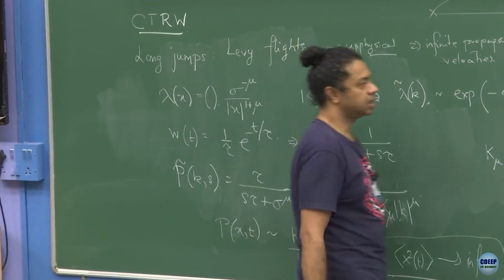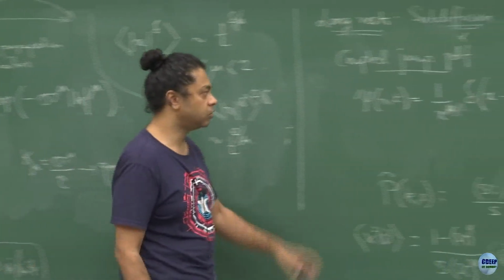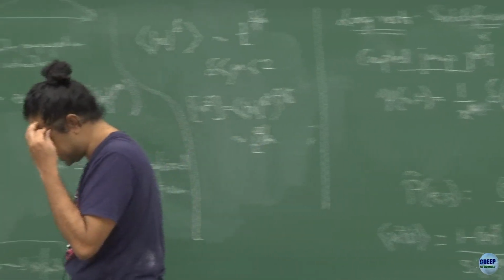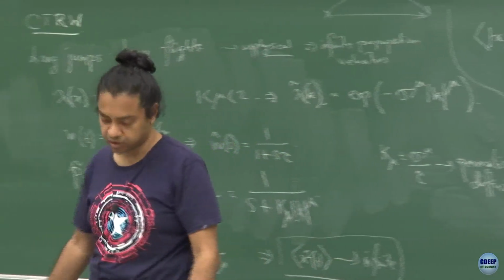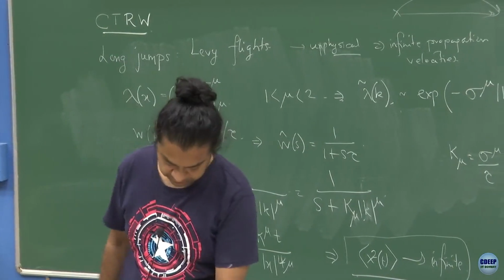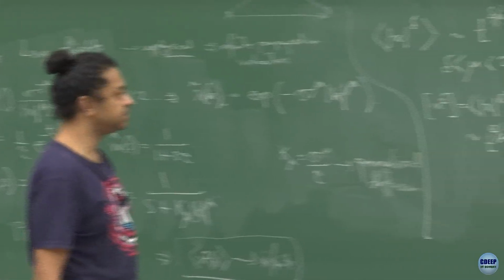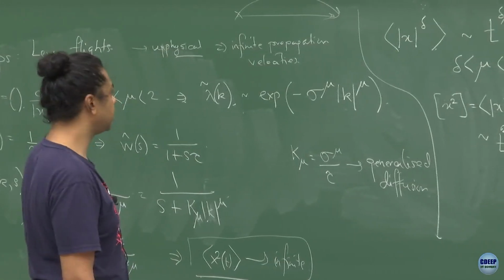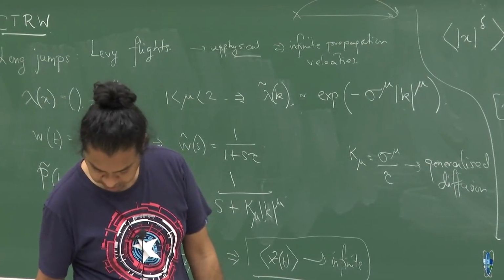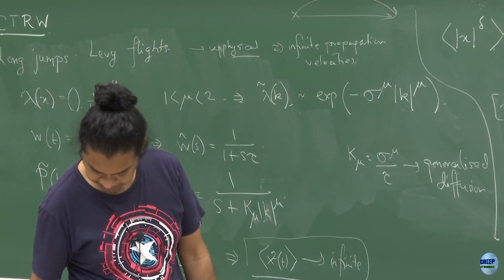So, this is a coupled jump PDF where you no longer have instantaneous jumps, but you penalize how much time you spend for these long jumps. And in this case, of course, the maths has to be changed a bit, which is why, again, I am not working it out. But you can show that there are different limits.